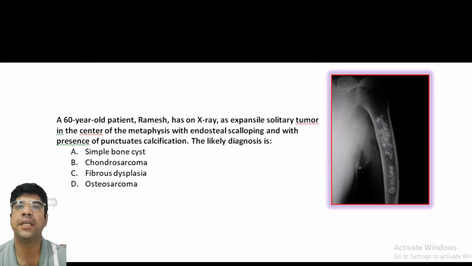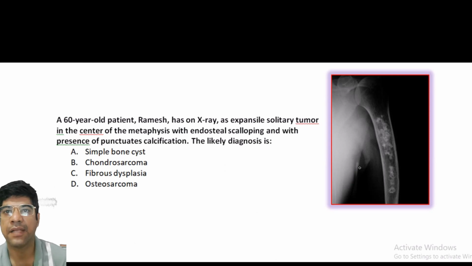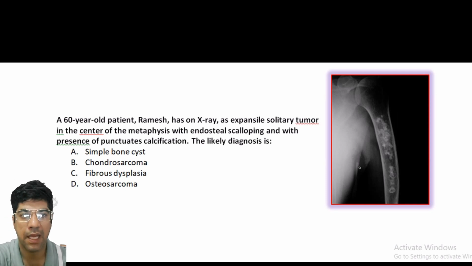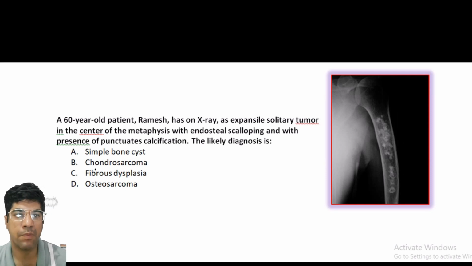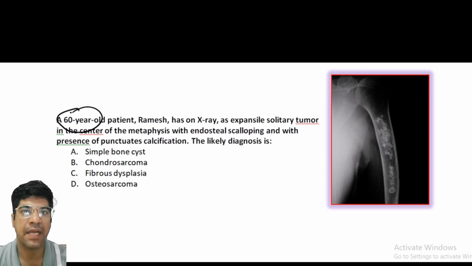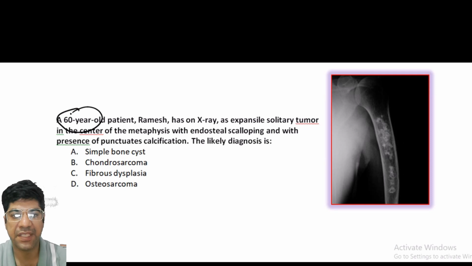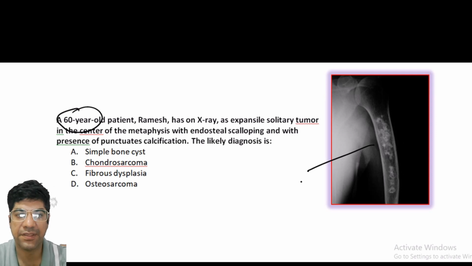A 60-year-old patient, Ramesh, has an X-ray showing an expansile solitary tumor in the center of the metaphysis with endosteal scalloping and presence of punctate calcification. The likely diagnosis would be chondrosarcoma. It is the most common primary malignant tumor of the bone. It arises at the age of 50 to 60 years. So the likely diagnosis is chondrosarcoma.